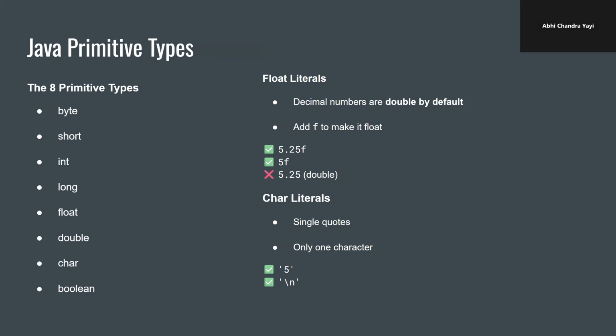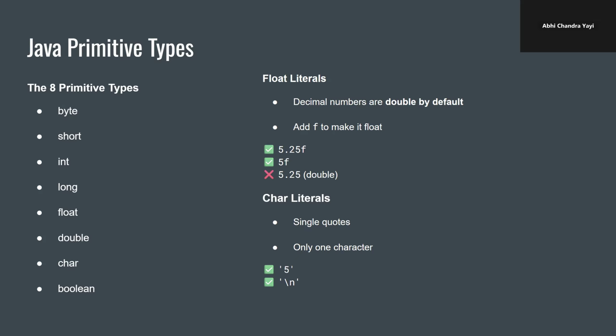Now, let's look at primitive literals. So let's talk about the floating point numbers. If you write a decimal like 5.25, Java treats it as a double by default. If you want it to be a float, you must add an F at the end. So 5.25F is a float, and 5F is also a float. But if you don't mention the F over there, then Java treats it as a double. And for characters, we use single quotes and it can only contain one character. If you want to create a string, you need to use double quotes.